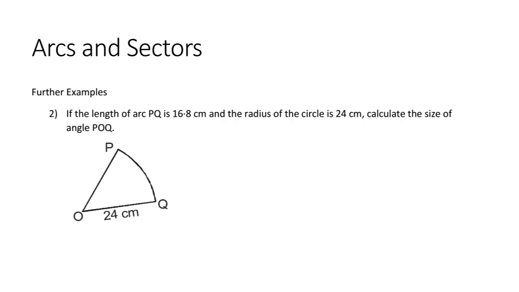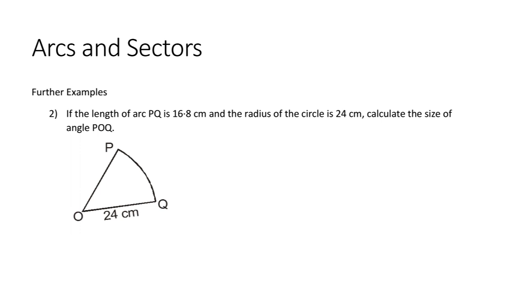Okay, let's look at number 2 then. If the length of arc PQ is 16.8 centimetres and the radius of the circle is 24 centimetres, calculate the size of angle POQ. So first thing that stands out to me above anything is I'm not being asked to calculate the length of the arc. I'm asked to calculate something different. I'm actually looking for the angle.